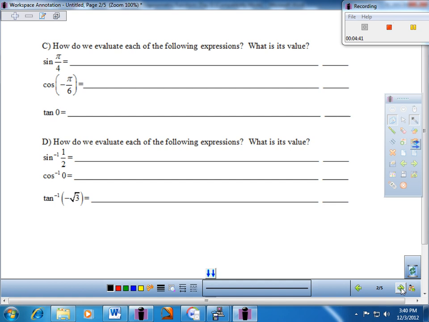So let's go to part C. It says, how do we evaluate each of the following expressions, and then what is its value? So if you can tell me what sine of pi over 4 is, that's great.